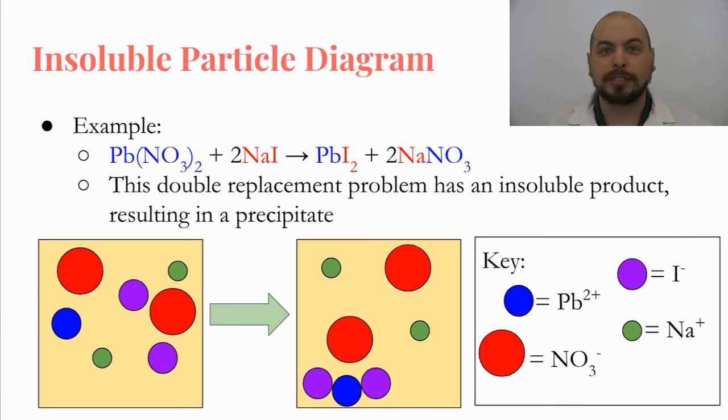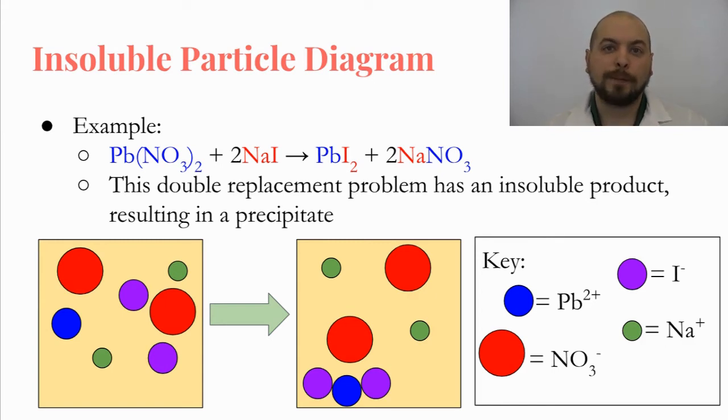The final step is to determine solubilities. We look at our products. Lead iodide, lead 2 iodide, is insoluble. Therefore, it will be a precipitate or a solid, whereas sodium nitrate is fully soluble, therefore it will be aqueous.